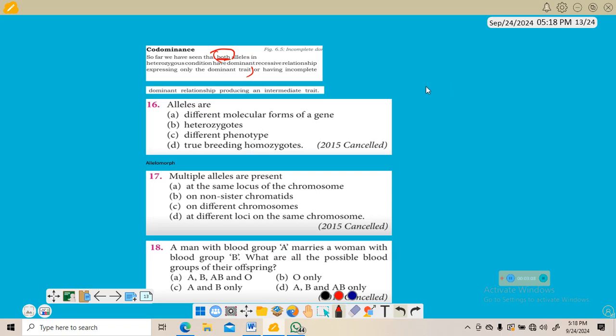So alleles are basically slightly different forms of the same gene. Two different forms of one gene. For example, if I write like this, this is one allele, and this is the second allele, one from mother and one from father. Or you can say one set of genes from mother, one from father. So alleles are different molecular forms of a gene, and they exist in pairs. So an organism inherits two alleles for each gene. Okay, next, alleles are also called allelomorphs.